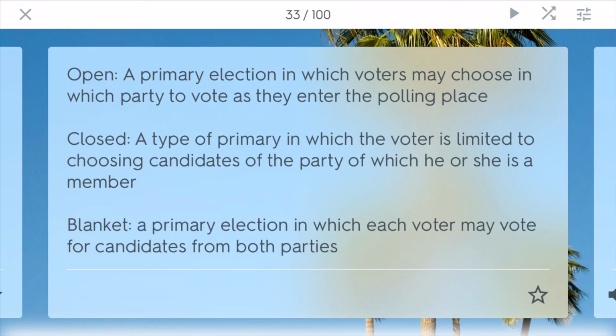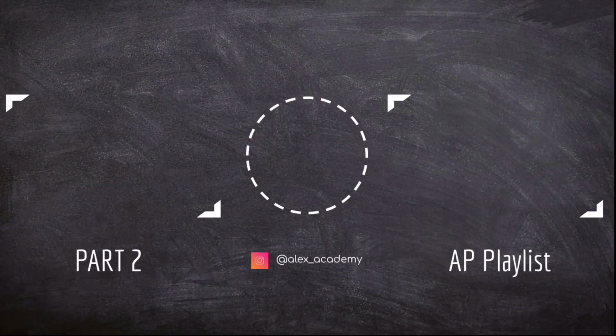And in a blanket primary, which was used by California, in this type of election, each voter may choose to vote for candidates from both parties. In the United States, this type of primary would allow you to vote for both Republicans and Democrats in the early elections. Well, that's it for this one.